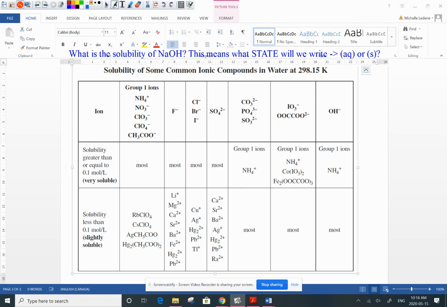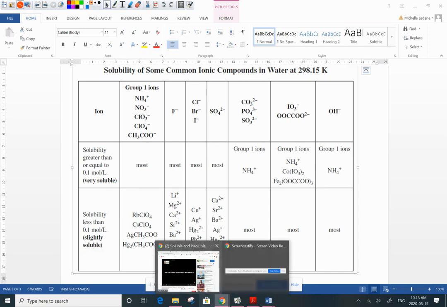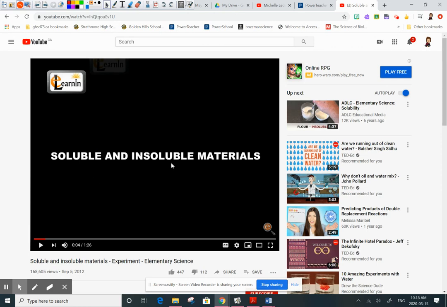So if you're asked for the solubility of NaOH, that means what state will we write? Is it very soluble? Is it something that is aqueous? It is soluble, it dissolves in water, or is it a solid? It's only slightly soluble, it does not dissolve in water. What exactly do we mean by that? Well, whether it's soluble or insoluble, let's watch just a quick video here to explain what it means soluble and insoluble. Does it dissolve or does it not dissolve?